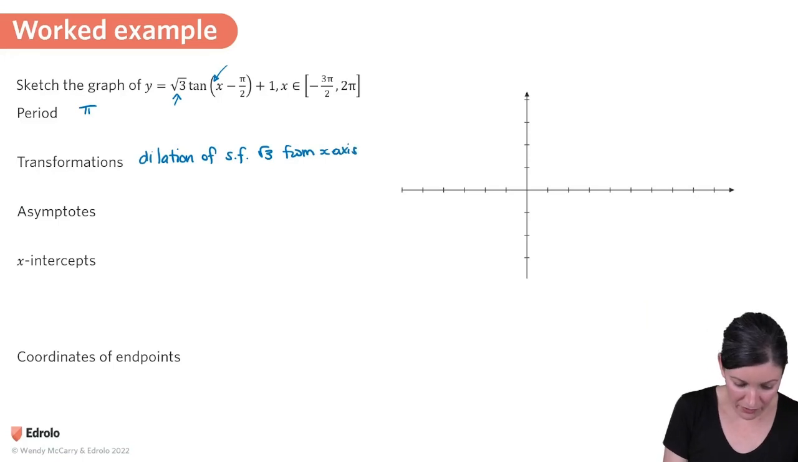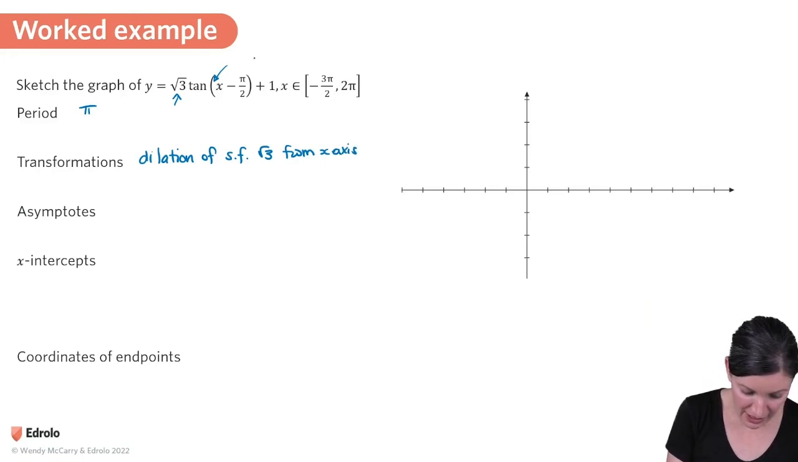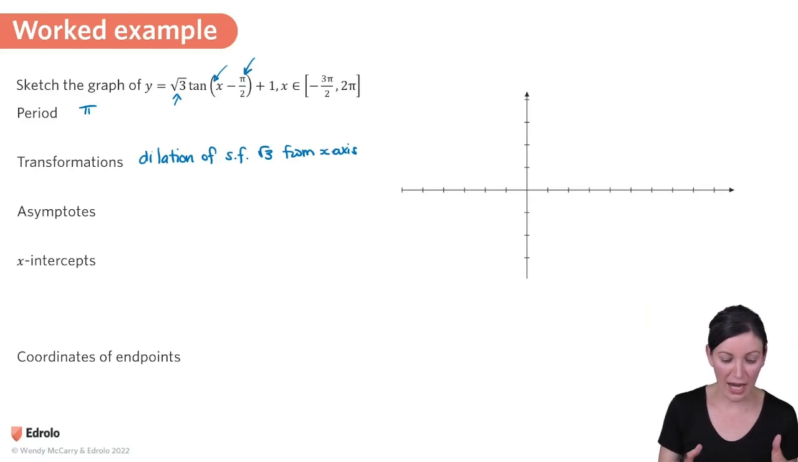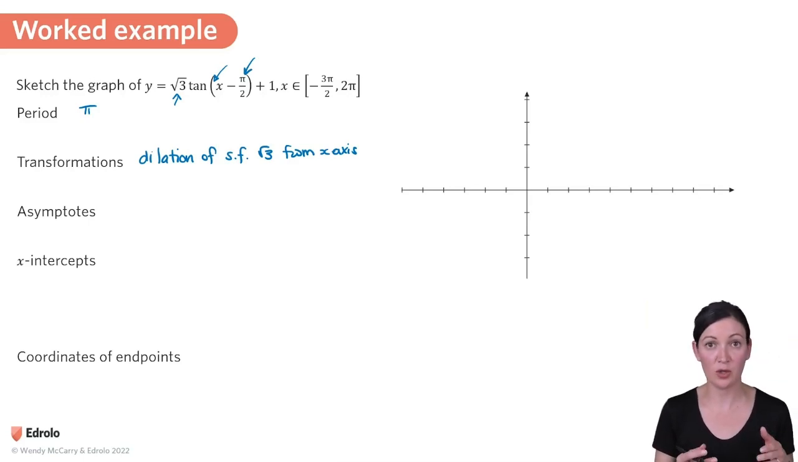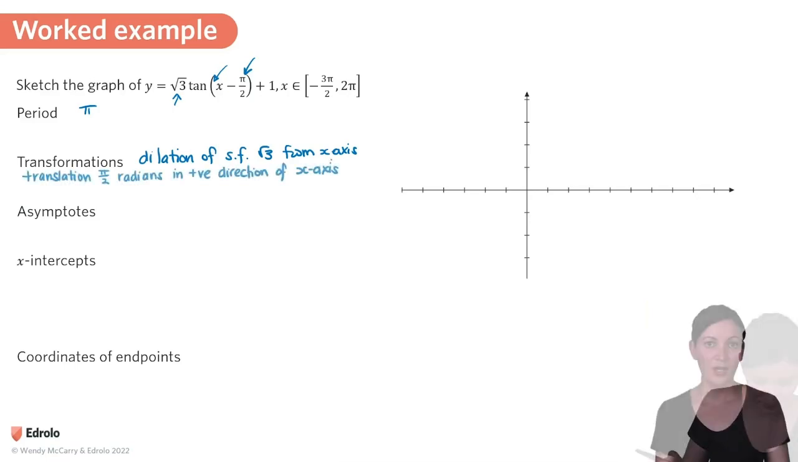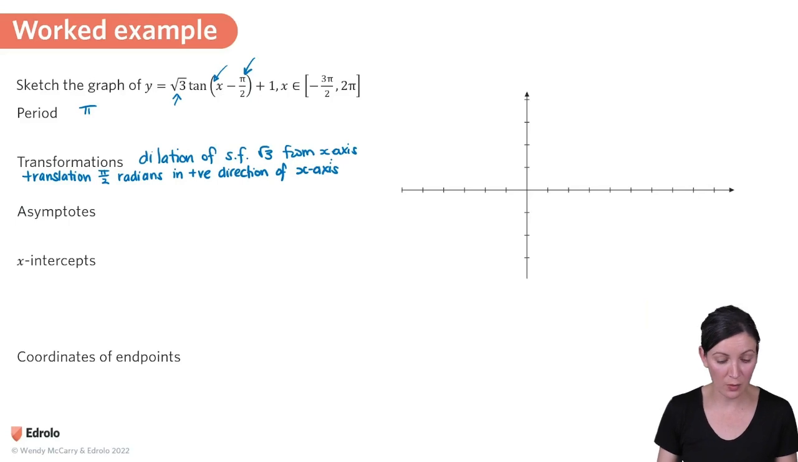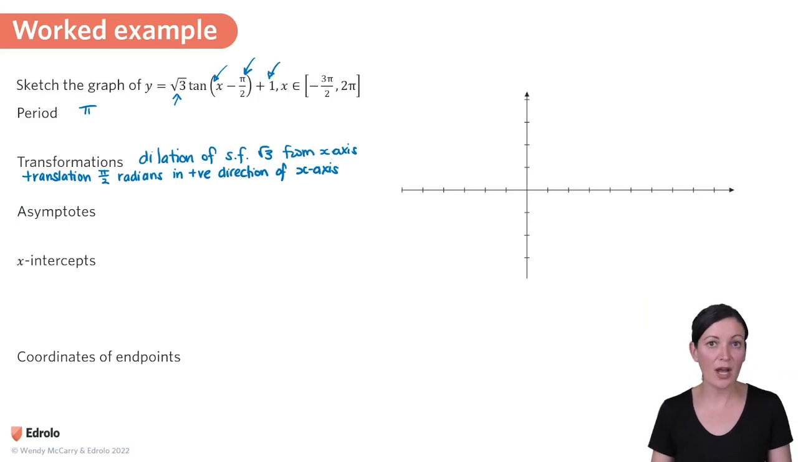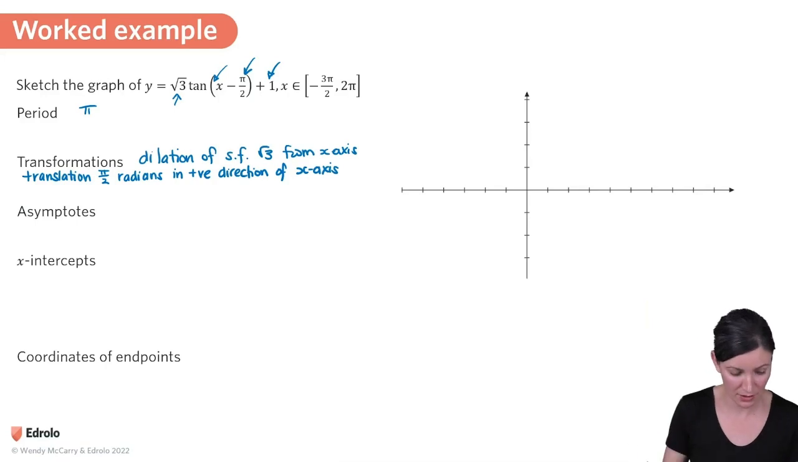The other thing we have here is this minus pi on 2, okay? So that's a translation, pi on 2 radians, and it's going to be moving to the right, okay? So in the positive direction of the x-axis. Okay, and then the last transformation that we've got to consider is this +1 here. And that +1 is going to be a translation vertically, so it's going to be moving up 1 unit.